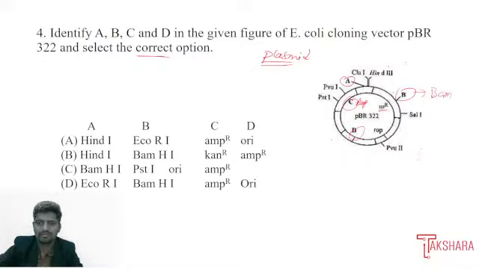So the restriction enzyme that comes at this site is BamHI. And coming to the A, that is a well-known example, EcoRI.